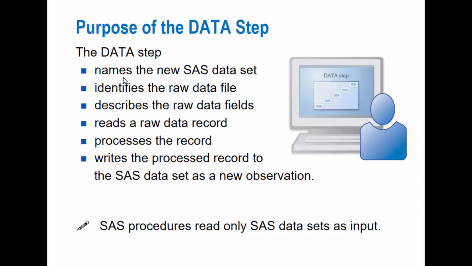Okay. So you have to have a name for that, and the name will have two parts: the library name dot the data set name. If you omit the library name, then what will happen? What is the default library? Work, exactly. Work is the default library, right? So identify the raw data file, describe the data fields, and then you read the data records, and so on.